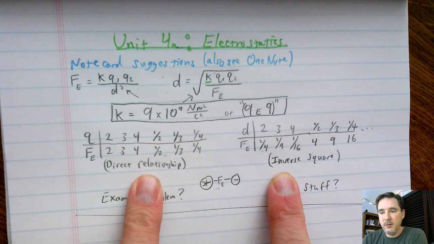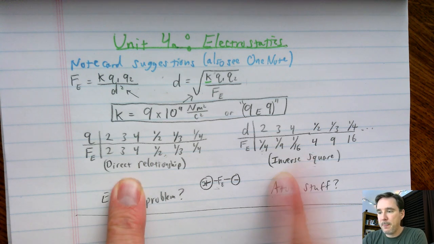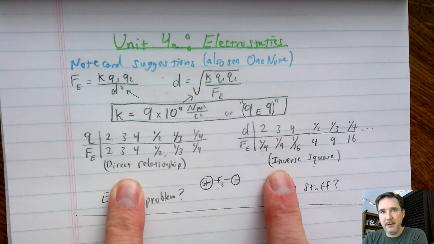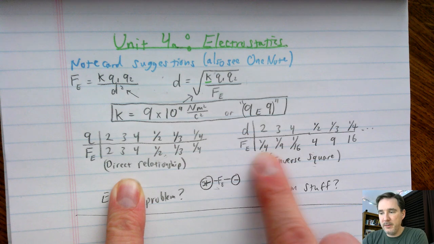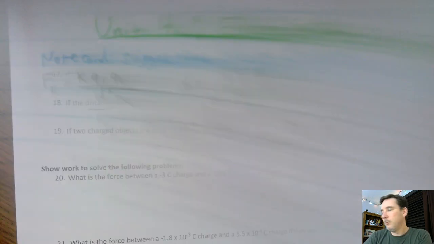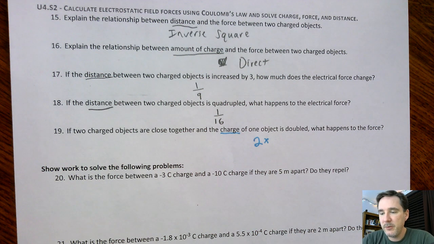This one is for charge. Whatever happens to the charge happens to the force. The direct relationship. This one on the right is for distance. It's the inverse square. See the pattern, understand the pattern, get it down. Whatever happens to distance, this is what has to happen to the force. So it just gets weaker or stronger exponentially. Change the distance.